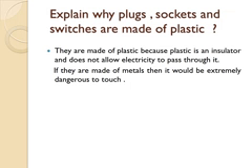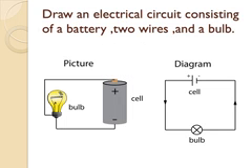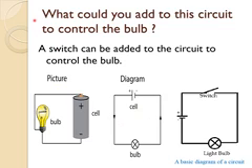The next question is, draw an electrical circuit consisting of a battery, 2 wires and a bulb. So you can draw it by yourself. Already the figure is drawn in the diagram, on the page. You can see that there is a cell, there is a bulb and 2 wires which are connected from each terminal of the cell. The next question is, what could you add to the circuit to control the bulb?